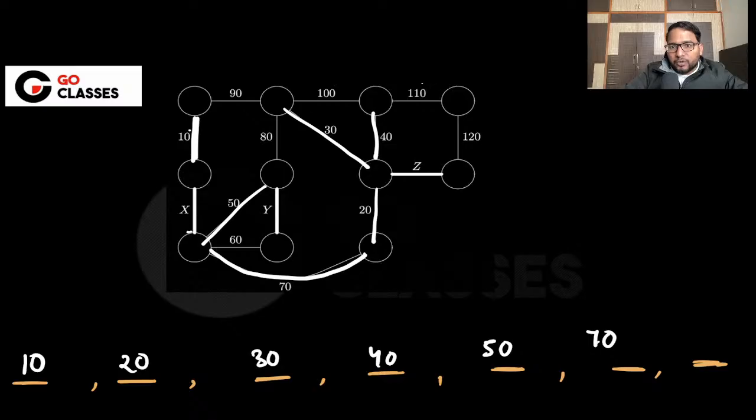So here I think we need to go with 110. So 10, 20, 30, 40, 50, 70 and 110. This is the answer. Let me know if you have understood this. It's an easy question, not a very hard question. Now let's move to the next question.